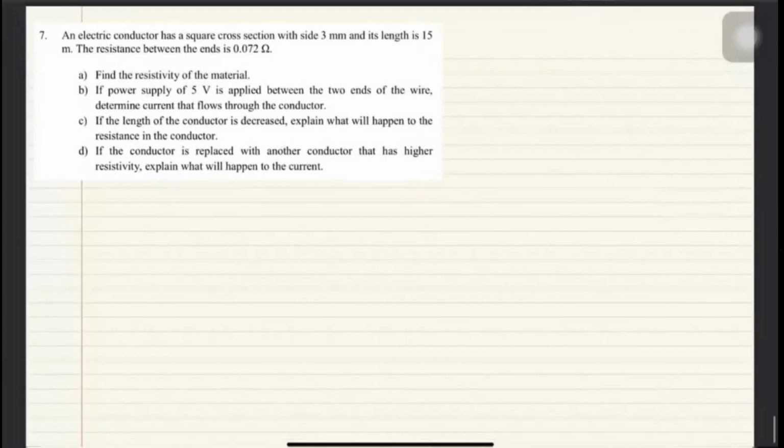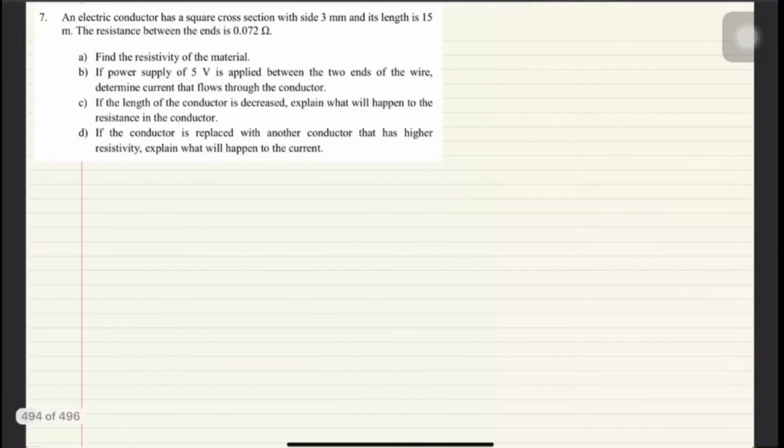Dia kata an electric conductor has a square cross section with a side 3 mm and its length is 15 meter. The resistance between the ends is 0.072 ohm. So if I want to draw, maybe it look something like this. It's a square. Kamu boleh anggap dia macam wire yang bentuk square. Okay, so dia kasih 3 mm, itu dia punya square cross section punya side.